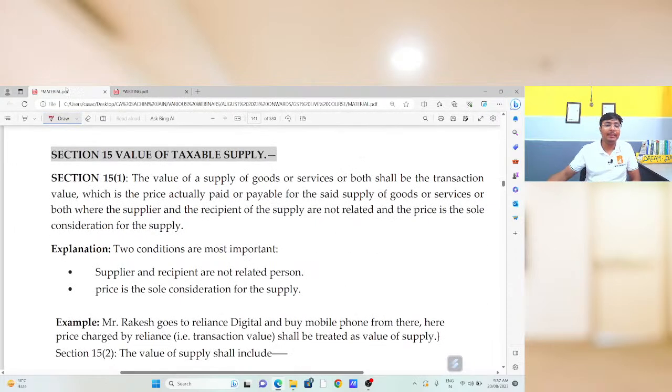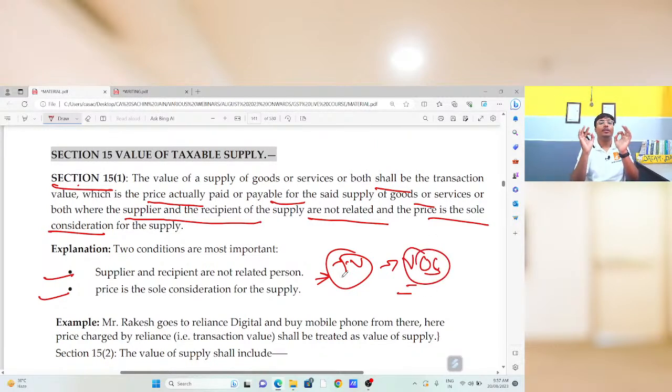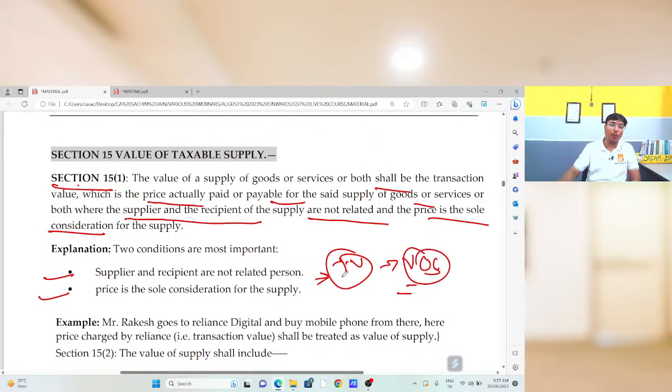Section 15 subsection 1 says the value of supply of goods or services or both shall be the transaction value, which is the price actually paid or payable for the said supply of goods or services or both, where the supplier and recipient are not related and price is the sole consideration. That means two mandatory conditions are there: supplier and recipient are not the related party and price is the sole consideration. In that case the transaction value will be the value of supply. That is the concept of section 15 subsection 1.